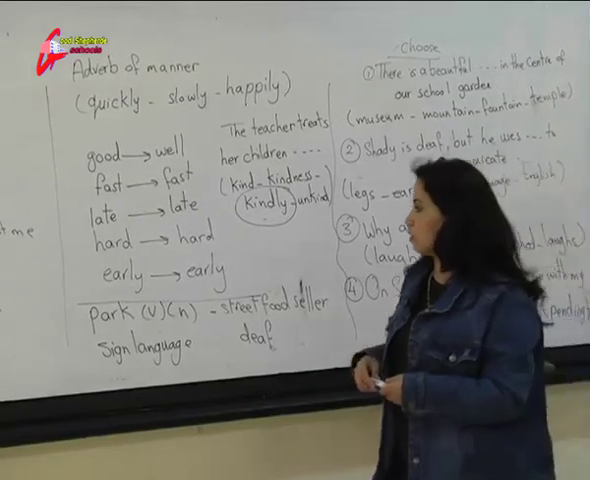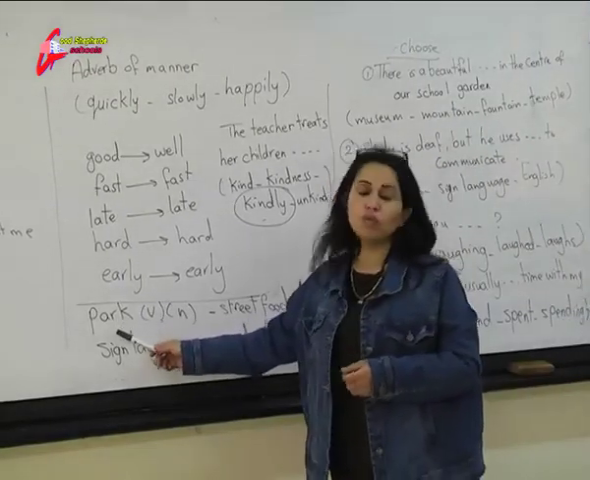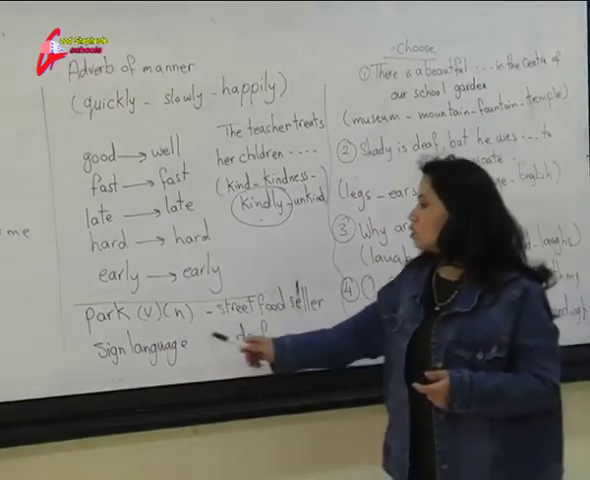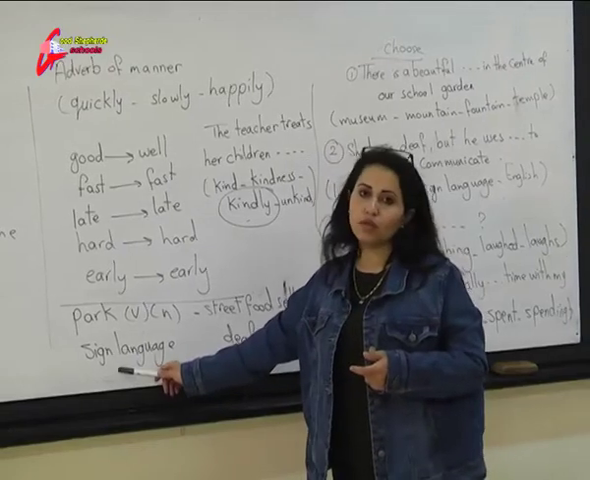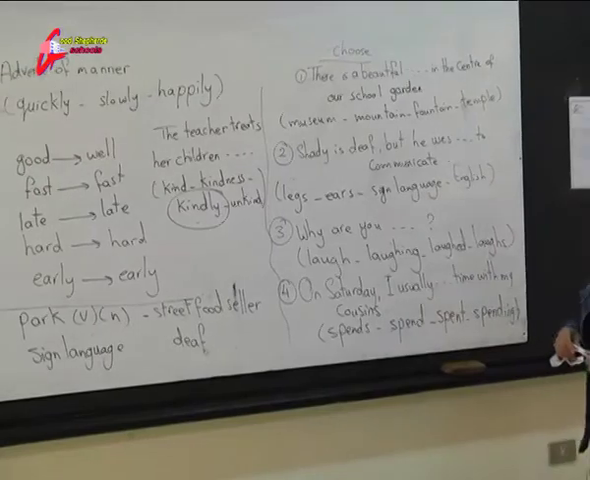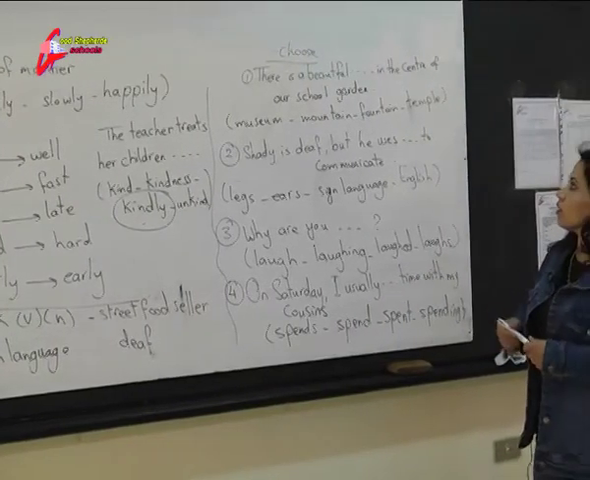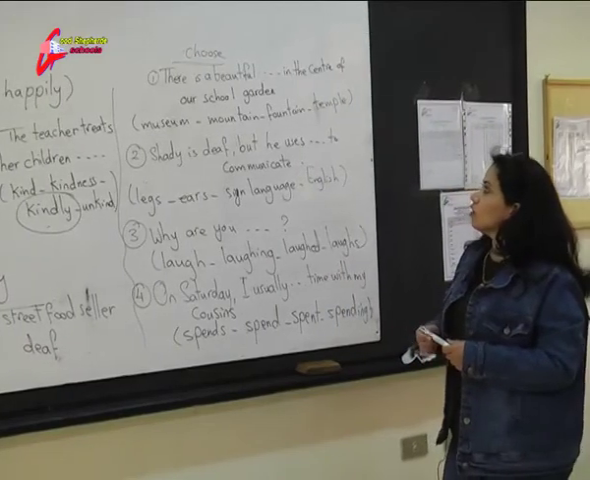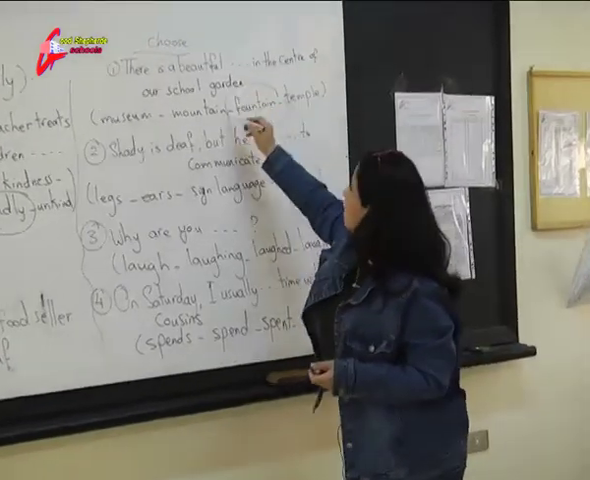remember in this unit. We have the word bark. Bark could be a verb or a noun. Okay, street food seller, sign language, and the people who use sign language are deaf people. Okay, we have here some questions we need to answer together, like there is a beautiful space in the center of our school garden. So in the center we will find a fountain.